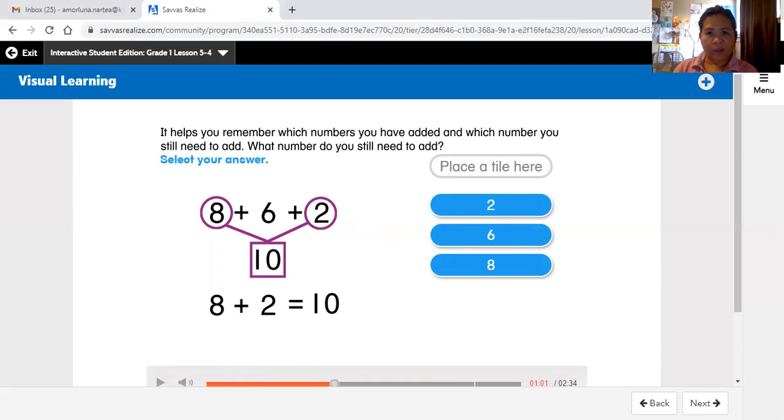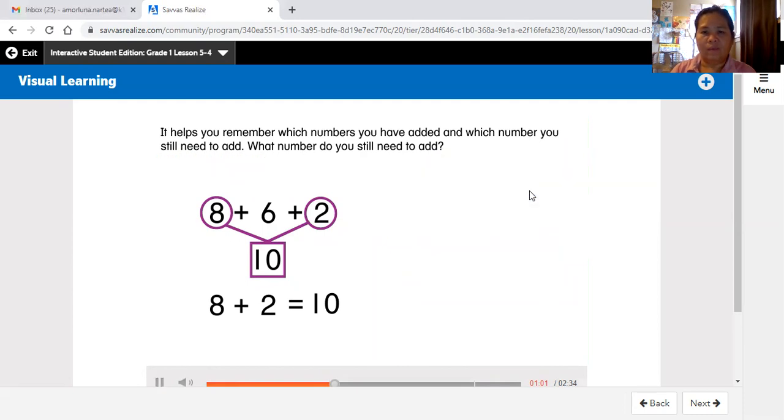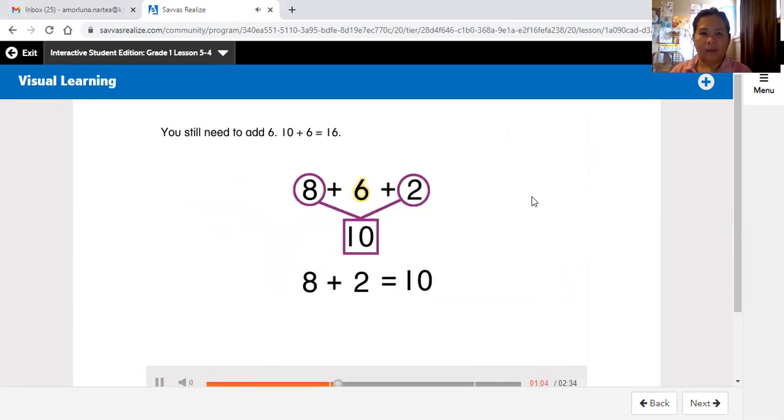Okay, can you help me with this? What number do we still need to add here on this equation? So the circle helps us to know that we added these numbers. So I figure out that number 6 is the number that still needs to be added to 10. I will try 6. Do you agree with me with 6? Yes, let's see. That's it. You still need to add 6.